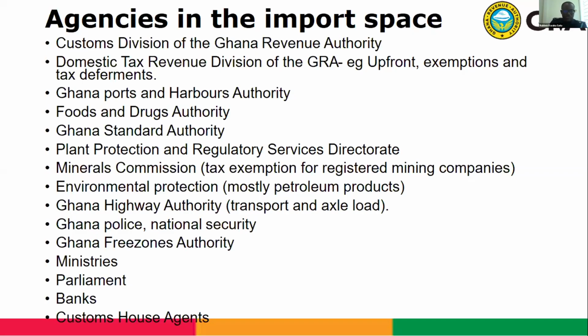The Food and Drugs Authority and Ghana Standards Authority are also entities in the country that ensure goods that come in meet some sanitary and phytosanitary standards so as to protect the community from any challenges. The Plant Protection and Regulatory Services Directorate also does such things, the Minerals Commission in terms of companies in the mining space. The Environmental Protection Agency also regulates petroleum products, same as NPA. So a lot of agencies work in the import space. So importers are supposed to have a fair idea of what they do and how they affect their imports so as to ensure that they are compliant and there's minimization of business costs.